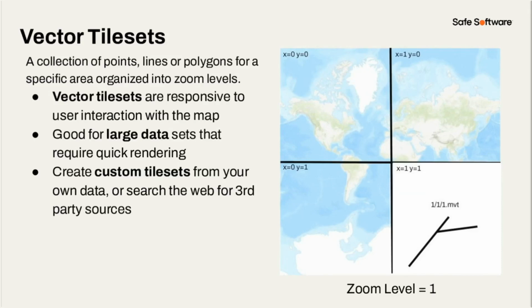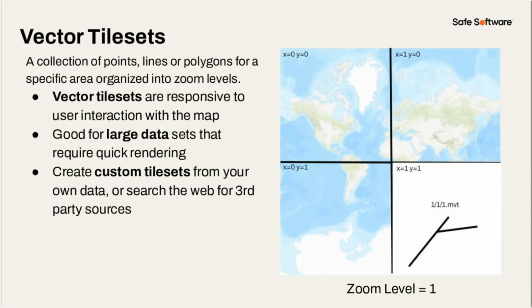For large datasets, they're great because they render quickly and ensure your map stays fast, even if it has a lot of data on it. You can create custom tilesets from your own data with FME or explore third-party sources online for even more flexibility. So to demystify this image on the right and nerd out a little bit, I have a basic example of how a vector tile is created.